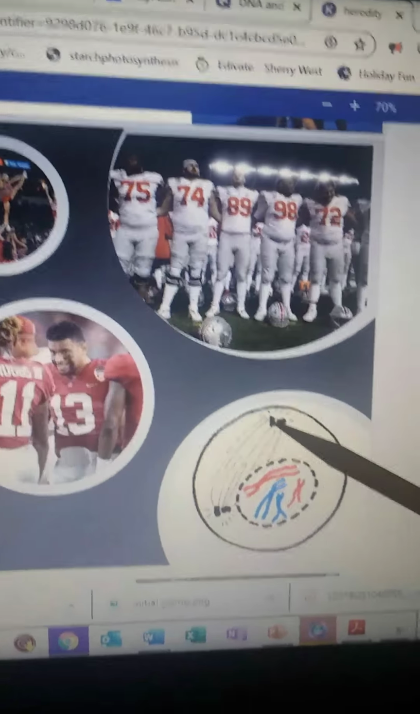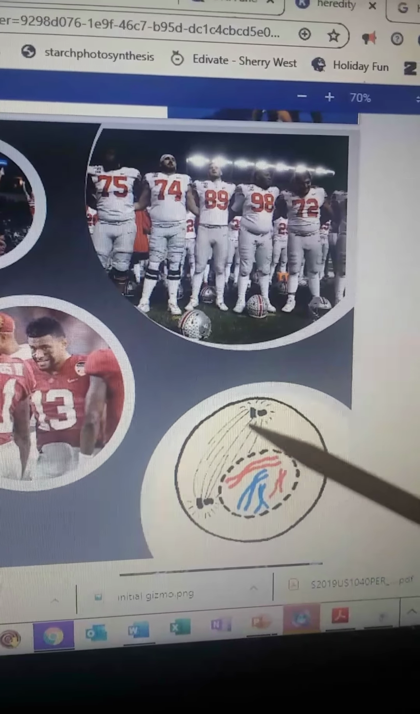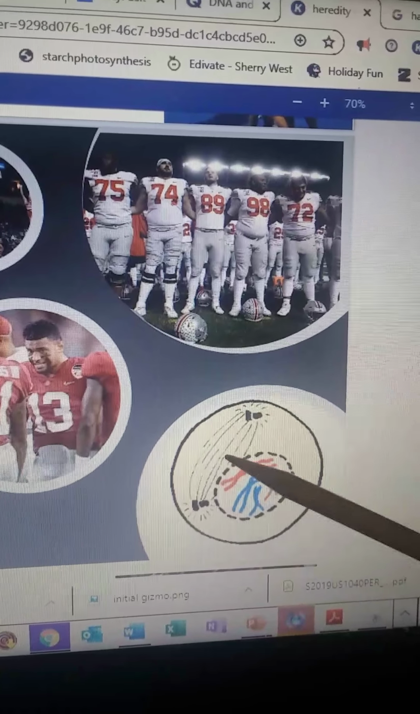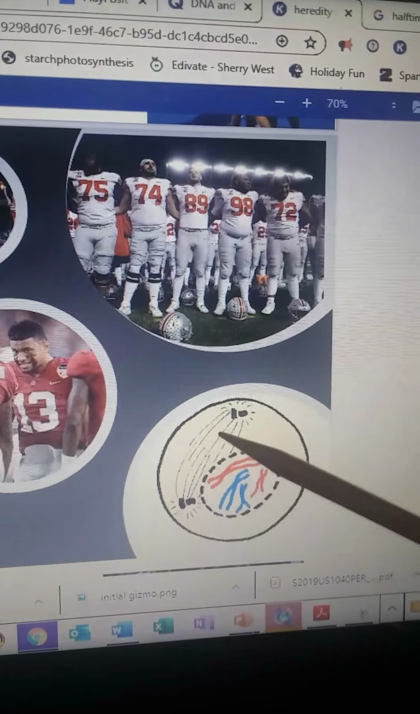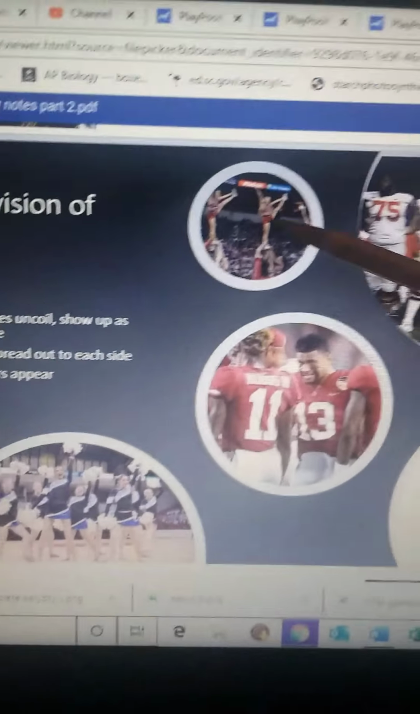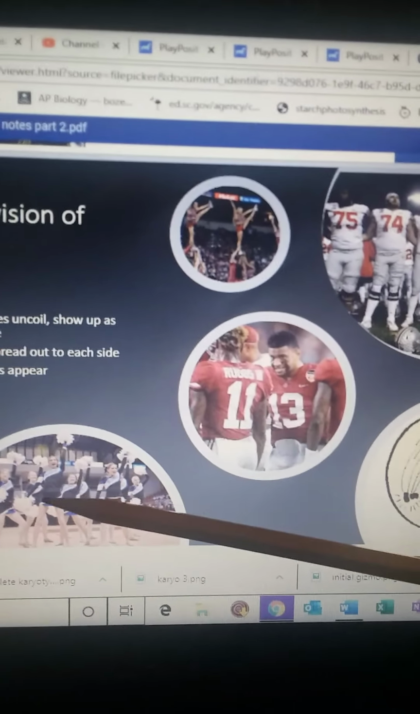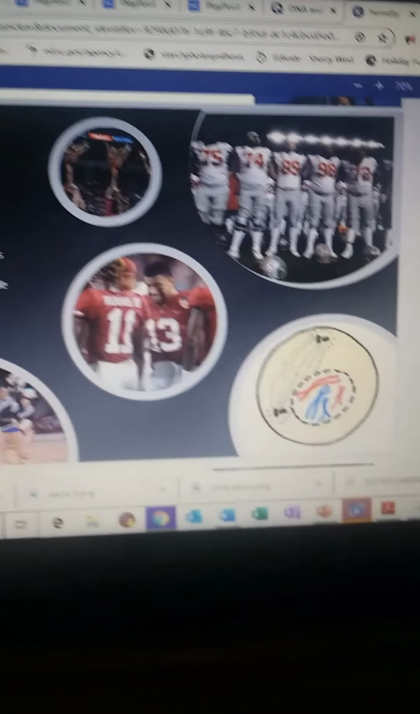Here is one team of cheerleaders. They are cheering really loud. The other team is doing the same thing. So you have this little cheering that's starting since the game began. So here's one cheerleader group, and here's the other one. So that is prophase.